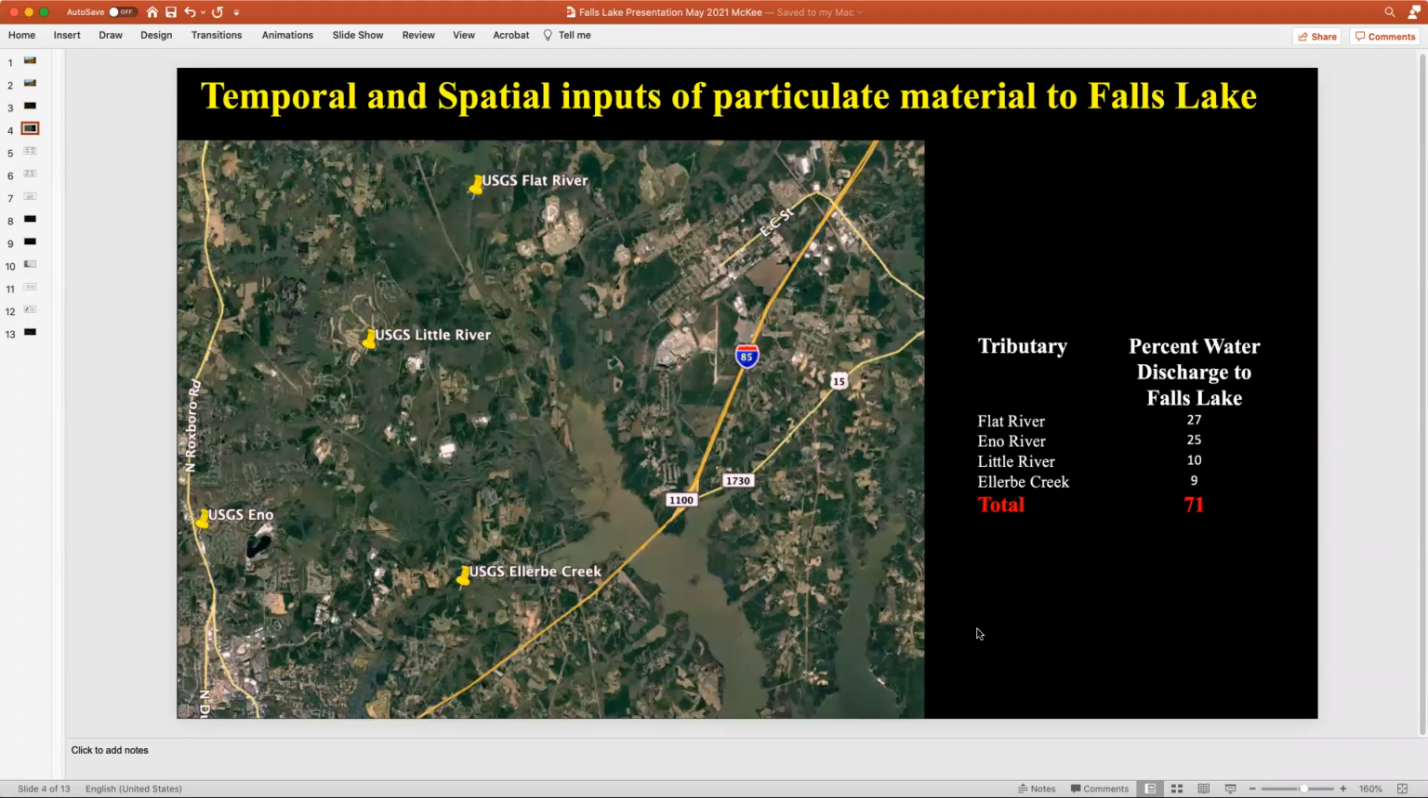So to achieve the first objective, we identified 4 tributaries and we set up collection stations at each one of these that are near USGS sites that measure water discharge. So Flat Creek, Eno River, Little River, Ellery Creek, they add up to be about 70% of the water discharge into the lake and all into the upper part of the lake.